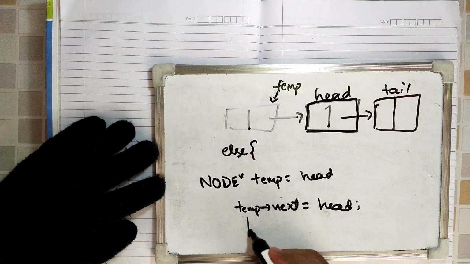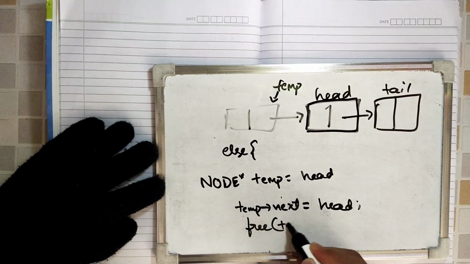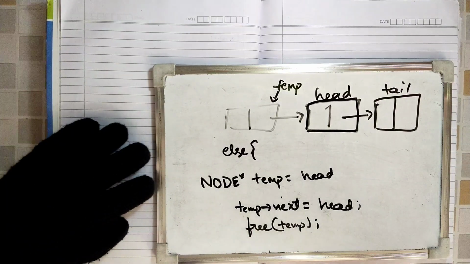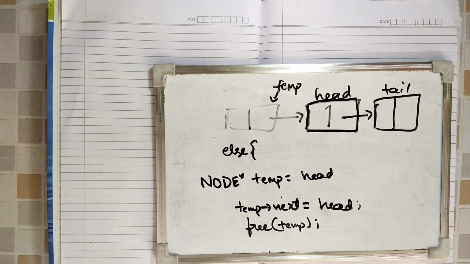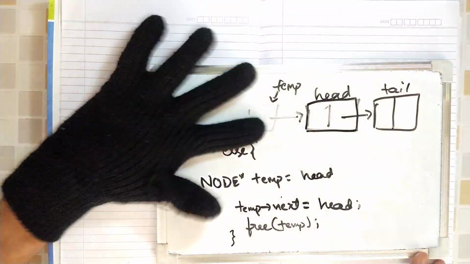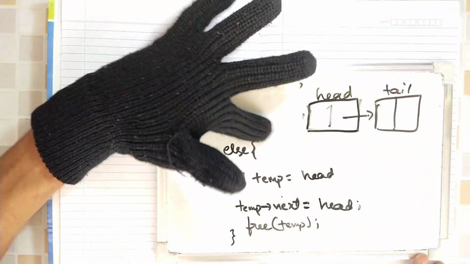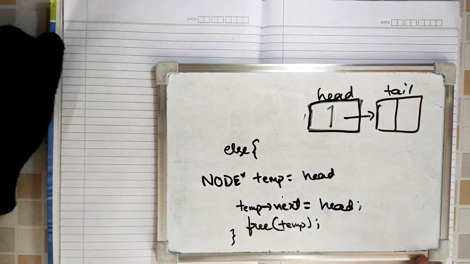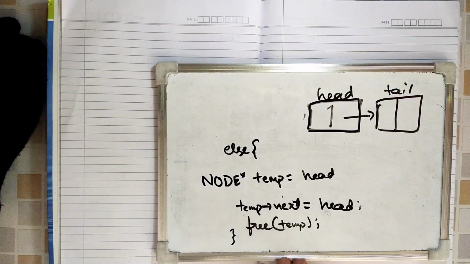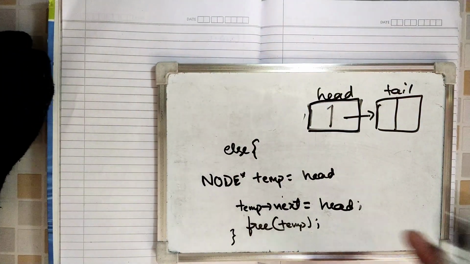Then what I will do, I will call this free of temp I will do. Okay, free of temp I will do over. So then this code will get over, that's it. So this thing got deleted. Understood? So this is what you have to write for deletion at the beginning.